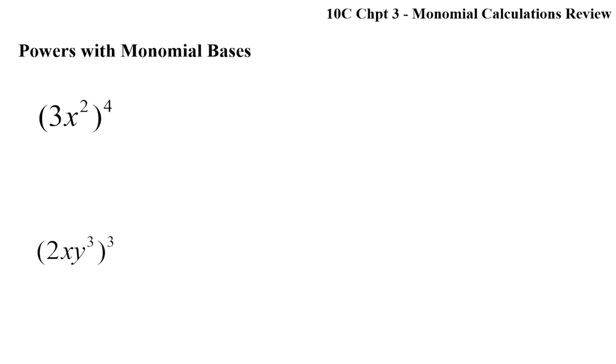So now, sometimes we have powers with monomial bases. So we have a single term monomial, 3x squared, to the exponent or power of 4. Well, a situation like this is also referred to as power of a power.